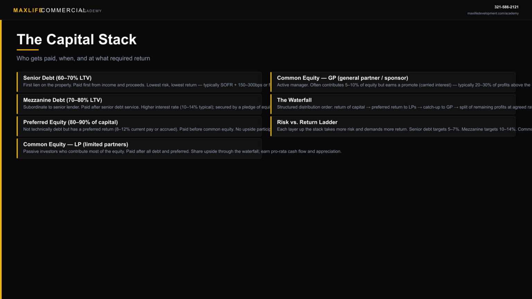Then, at the top of the stack, you have common equity split between the LP investors, the passive capital partners, and the GP, the sponsor who is actively managing the deal. The GP typically earns a promote or carried interest, a disproportionate share of profits above a hurdle return to compensate for deal sourcing, execution, and management. Understanding the full capital stack is essential whether you're a passive investor evaluating a syndication or a sponsor structuring your first deal.